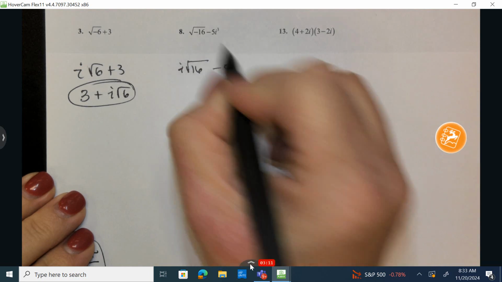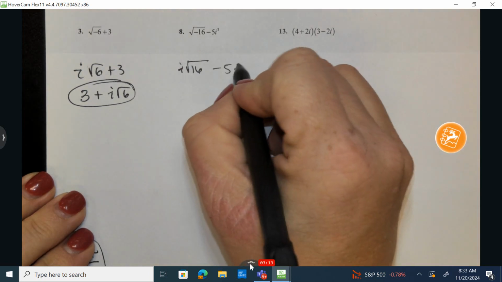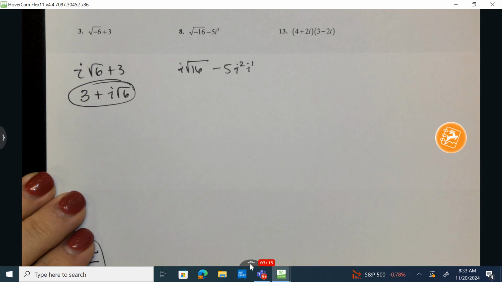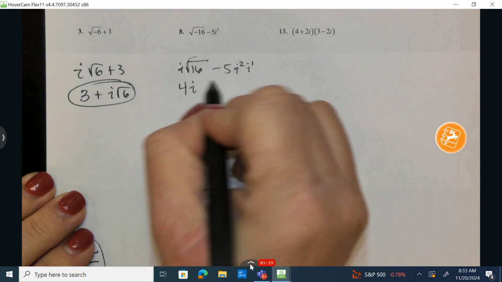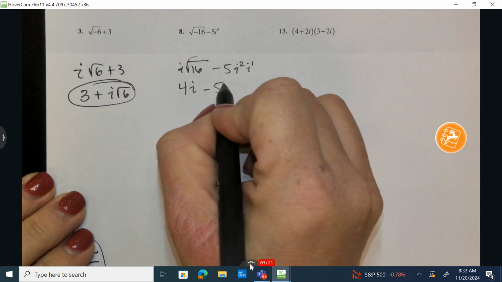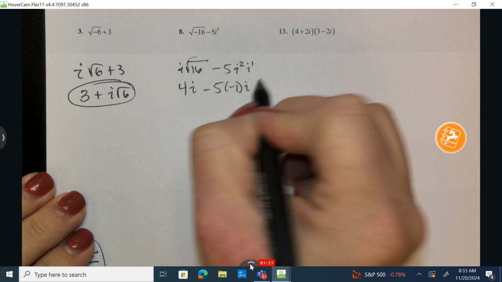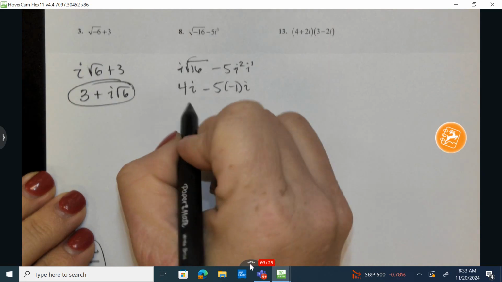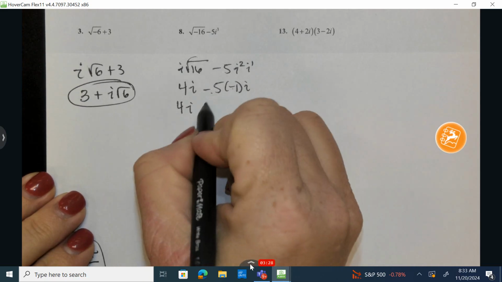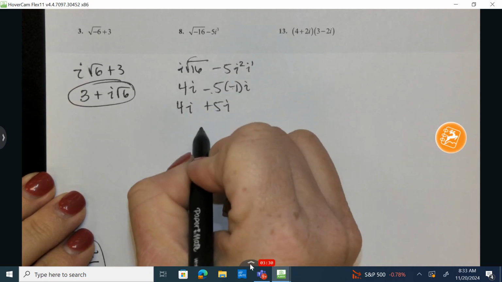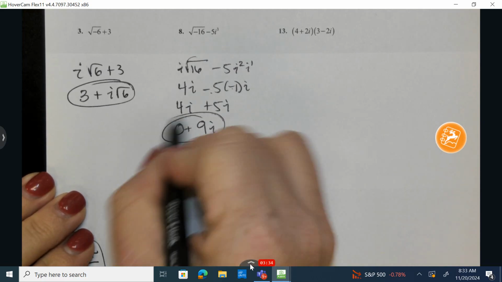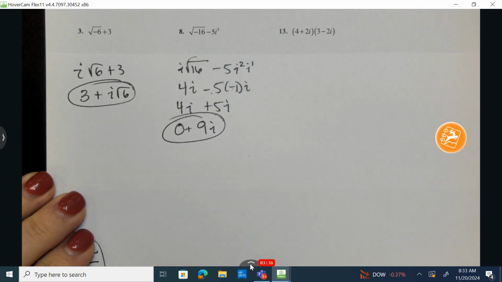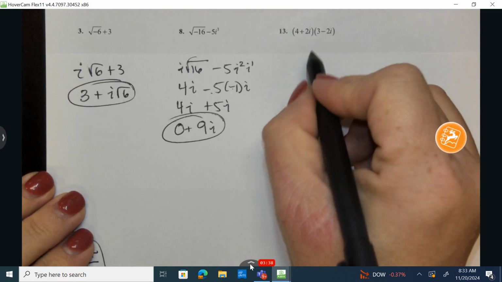And I know that I can break i to the third into i squared, now with an additional i. The square root of 16 is 4, so 4i. i squared is negative 1, and I have a remainder of i. I continue to simplify here. Positive 5i and i can combine to give us 9i. Whether you write it like this or 0 plus 9i in the form a plus bi, either one would be correct. Now number 13, I'm multiplying.